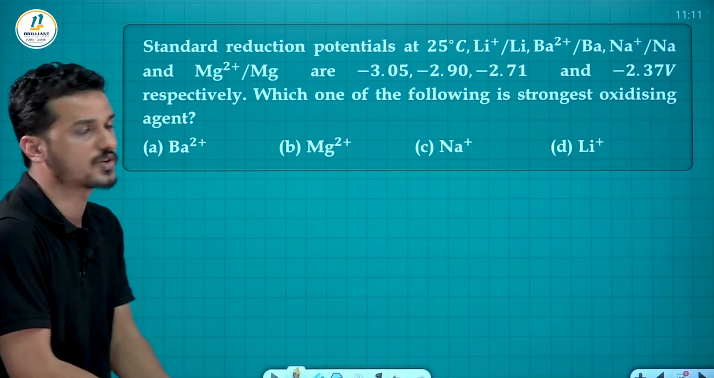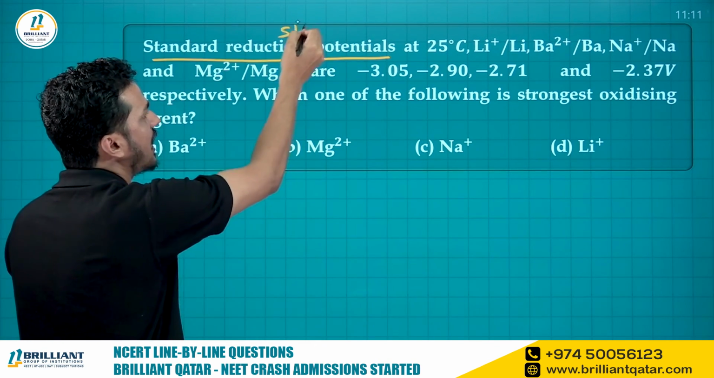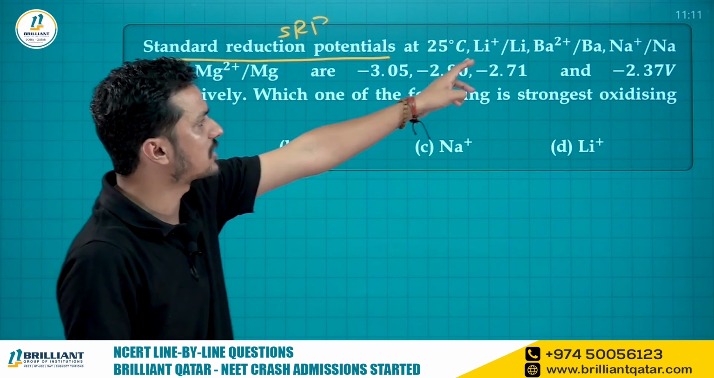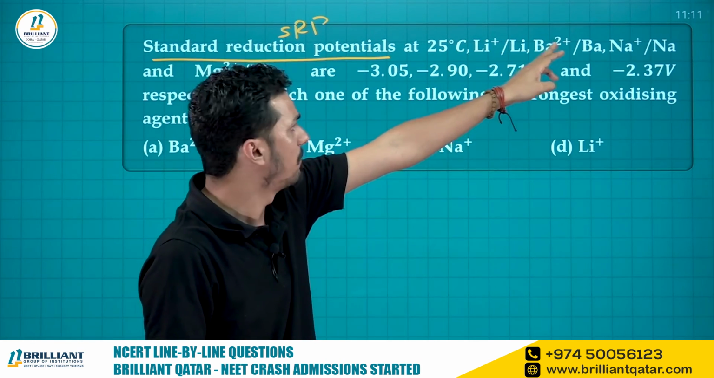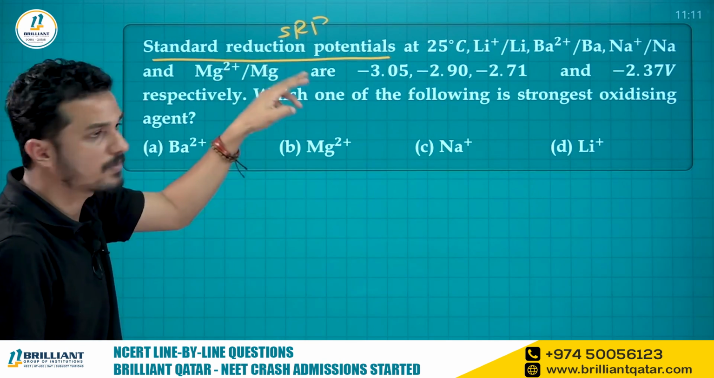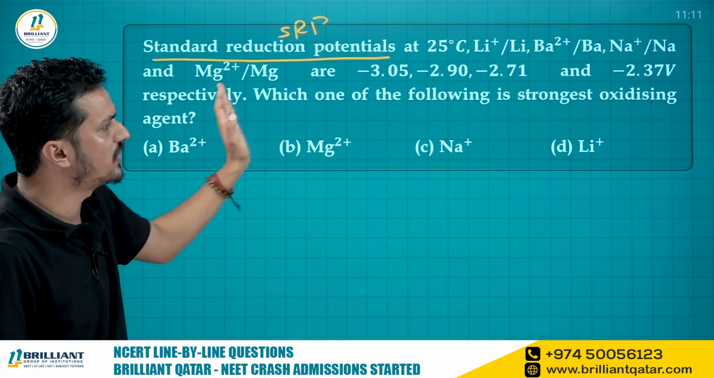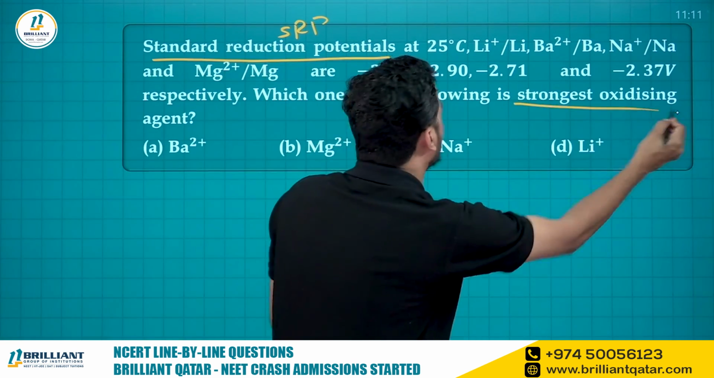This is the next question. What's the question? Here is the question. Standard reduction potential, that means SRP at 25 degrees Celsius of Li plus bar Li, Ba2 plus bar Ba, Na plus bar Na, as well as Mg2 plus bar Mg are given. They have given the values respectively. Which one of the following is the strongest oxidizing agent?